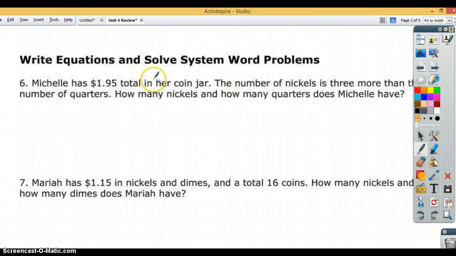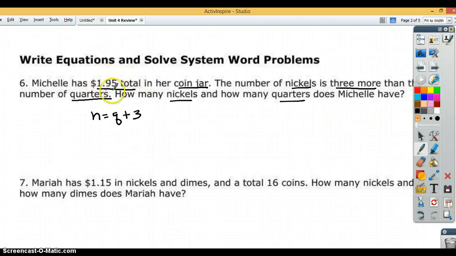Let's move on. So, write equations and solve system word problems. Alright, so Michelle has $1.95 total in her coin jar. The number of nickels is 3 more than the number of quarters. How many nickels and how many quarters does Michelle have? Alright, so we have two equations here that we can set up. We have the fact that the number of nickels is 3 more than quarters, so her nickels are equal to quarters plus 3.